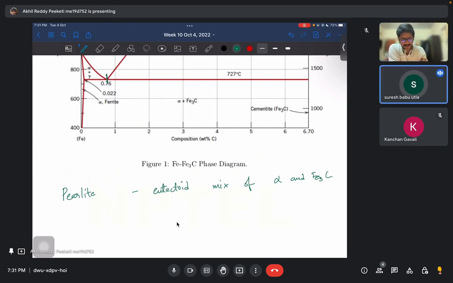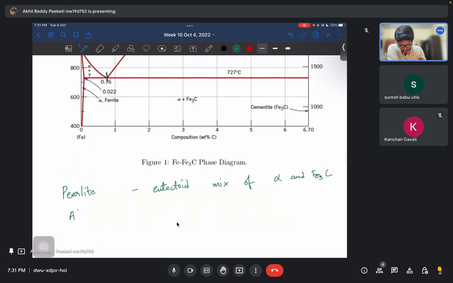Yes, at this point we will generate pure pearlite. Because at that point only gamma exists, all the gamma will convert to pure pearlite at 727 degrees Celsius and 0.76% carbon. Now what happens when you move to the right here?